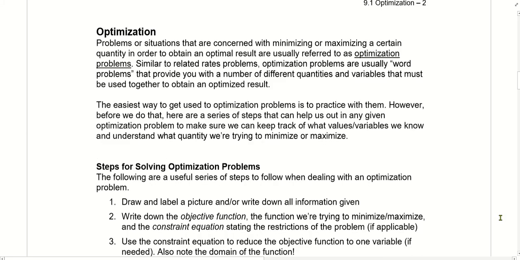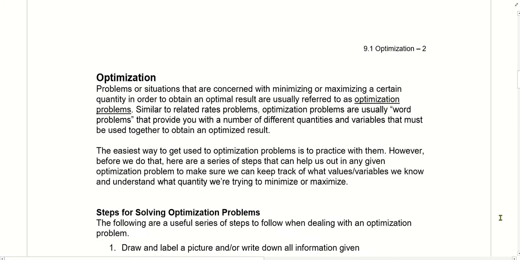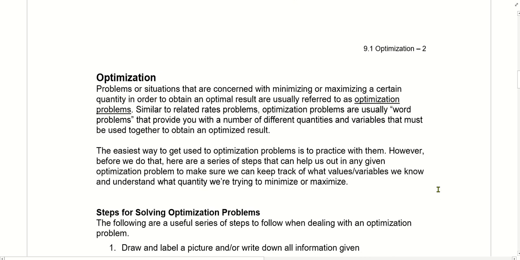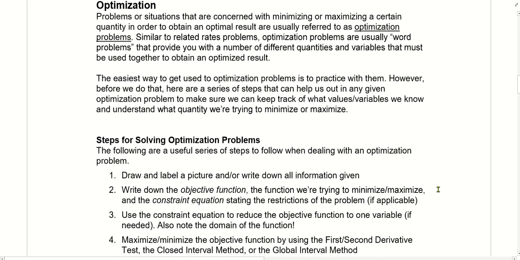So on the next page, I introduce optimization a little bit more formally and, as usual, give some steps here. So problems or situations where we're concerned with minimizing or maximizing a certain quantity are usually referred to as optimization problems. So optimization problem, that title, is a very broad term for a lot of different problems. Usually these are physical problems, not always, but usually they are.